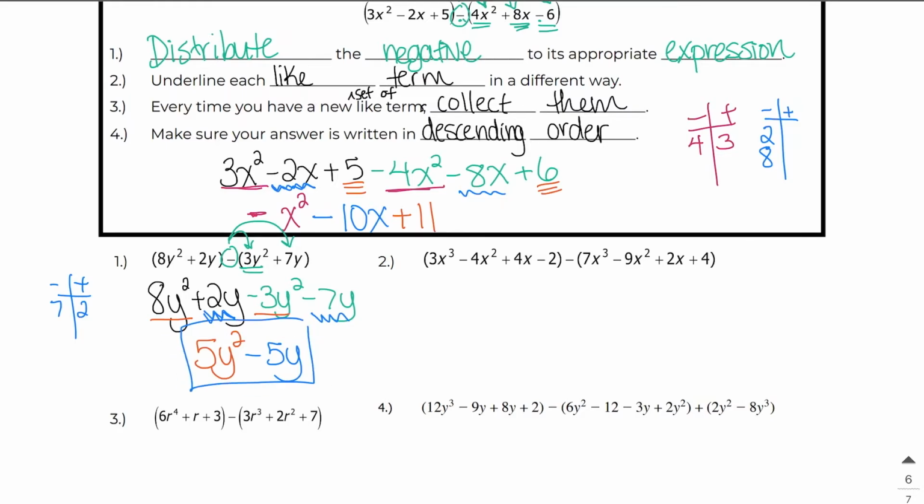Okay, in example number 2, there's nothing in front of any of these terms right here, so I'm just going to copy it down and I don't need any brackets anymore.